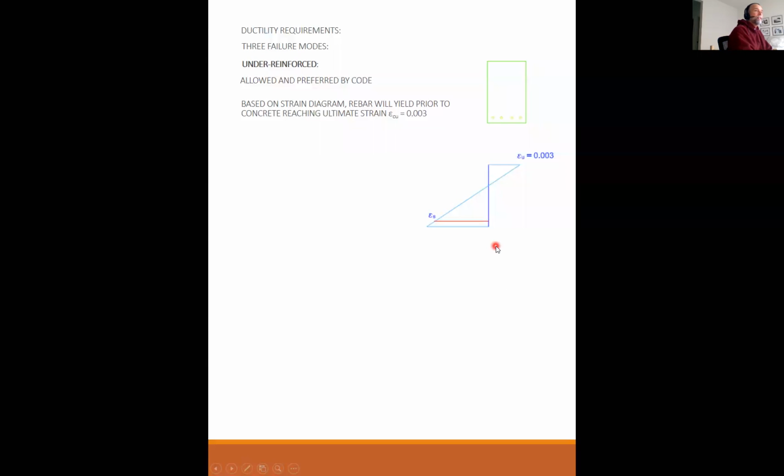So here's my strain diagram again. My concrete is at 0.003 inch per inch, and epsilon sub s here is more than 0.003. Epsilon sub s is enough to be sure that this rebar is going to yield.